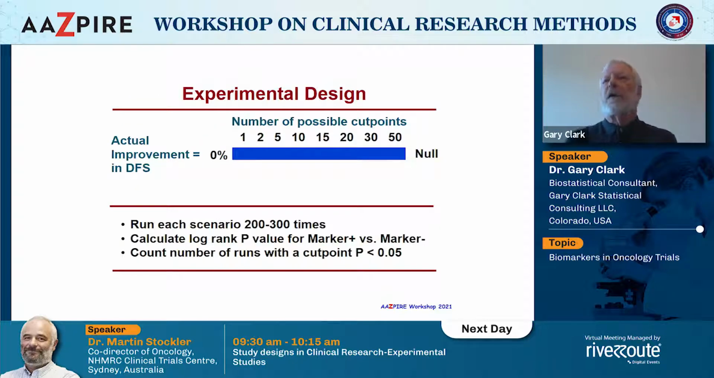She then did several studies, and I'm just going to show you the results of one of them. In this particular study, she said, let's suppose that the biomarker has no correlation with disease-free survival. So no matter how you cut and slice the biomarker, it is totally independent of the clinical outcome, disease-free survival.